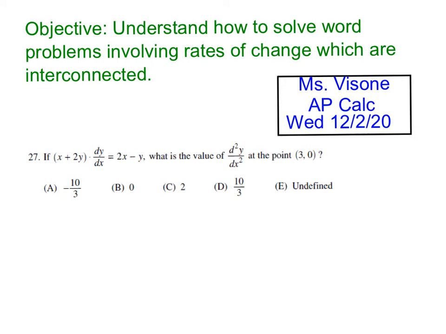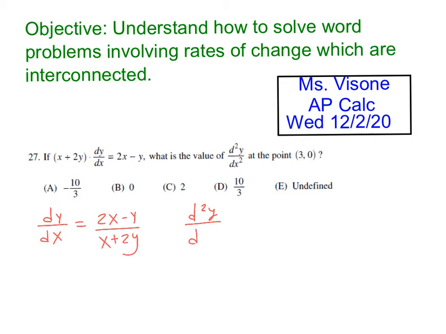All right, so this is an implicit differentiation problem, and it wants to know what is the value of the second derivative at (3, 0). There's a few ways to do this. You can divide and make it dy/dx equals (2x minus y) over (x plus 2y), and then do the second derivative using a quotient rule.